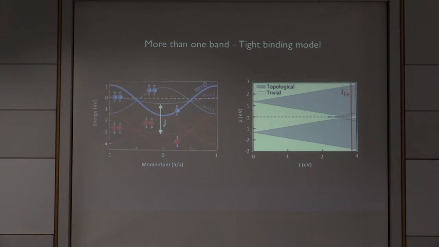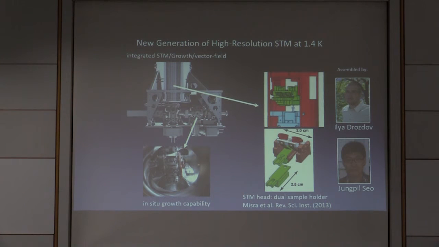Okay, so now before I switch to experiment, I would just use one slide to advertise the machine that we made the experiments in. It's a system which can go to 1.4 Kelvin. A particular feature of this system, which enabled many of these experiments, is that it can host 2 sample holders at the same time.